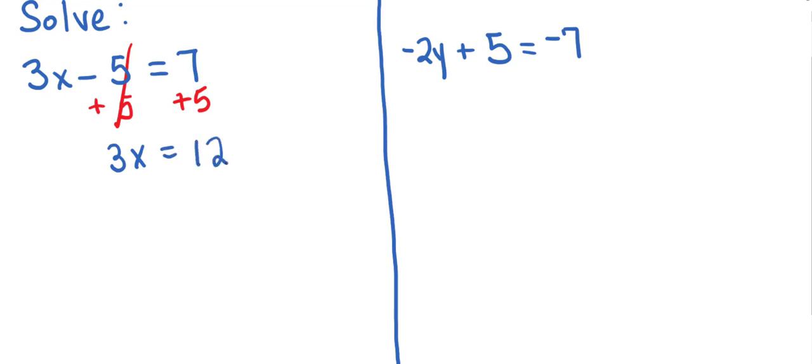7 plus 5 is 12. Go back on the side with your variable. And then now it's a one-step equation. You are ready to divide. So we divide by the sign of the coefficient. Gives us x equals 4.